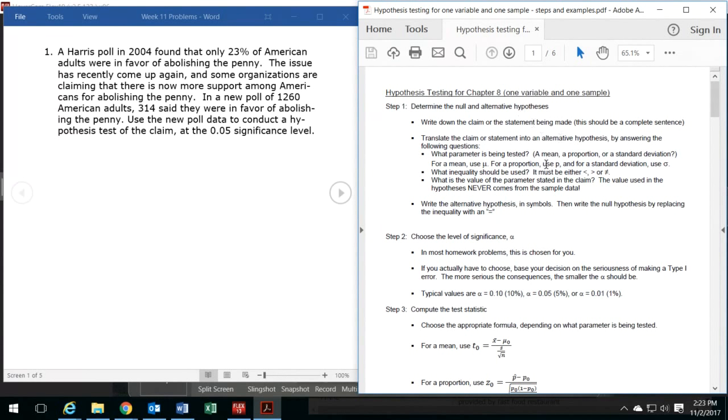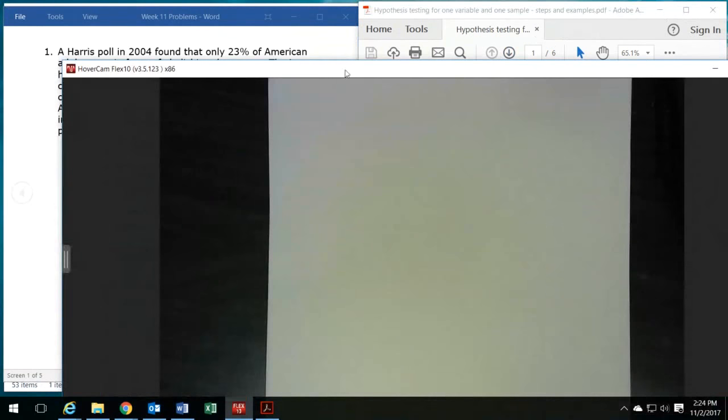So let's start by going through all that we need to do for step one. For step one, what you want to do is write down the actual claim. That gives you an introduction to the hypothesis test in the first place, and then you use that to write the alternative hypothesis and then the null hypothesis. So we're going to start by just writing down the claim.